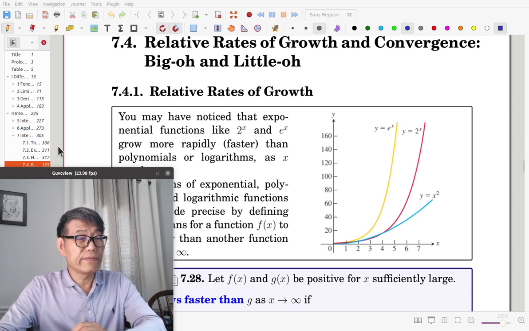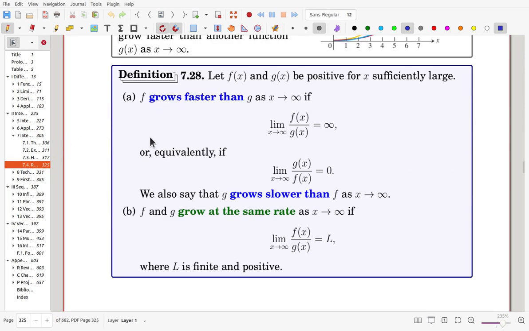Let's see the definition. Assume that f and g are positive for x sufficiently large. If the ratio f over g approaches infinity as x approaches infinity, or equivalently g over f approaches 0, then we say that f grows faster than g as x approaches infinity. Or we can say that g grows slower than f.